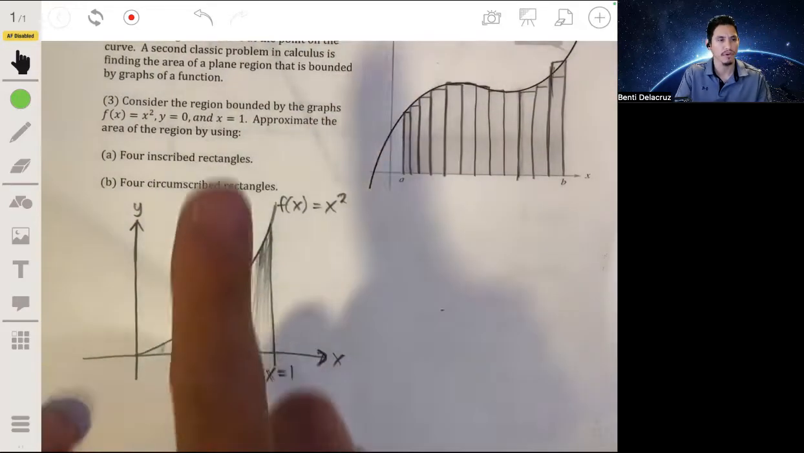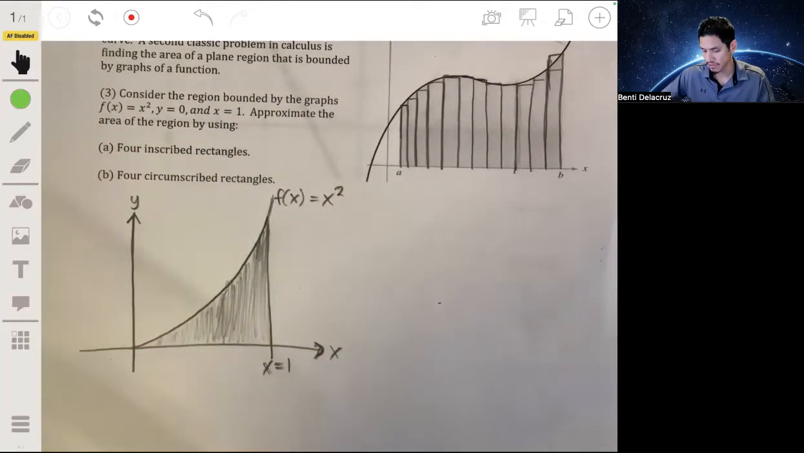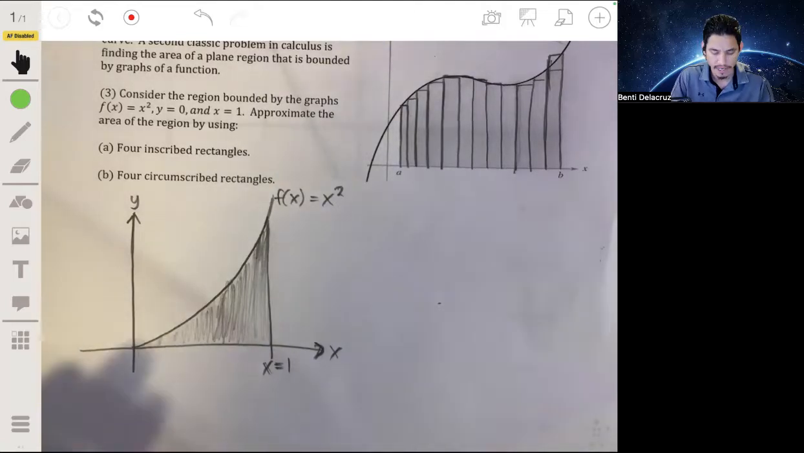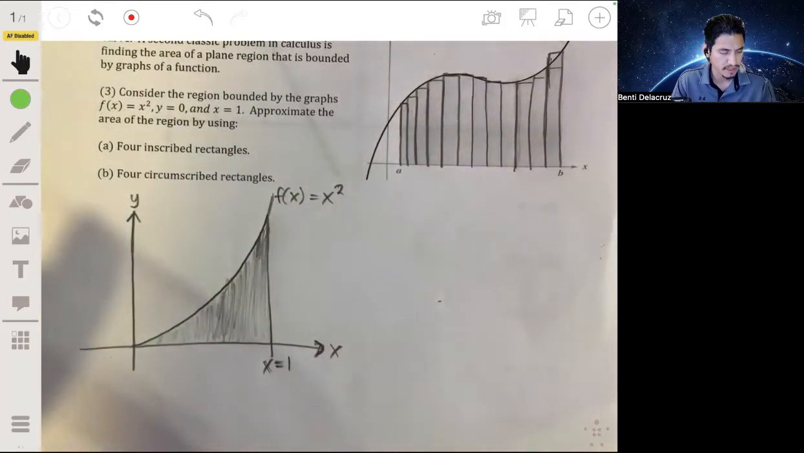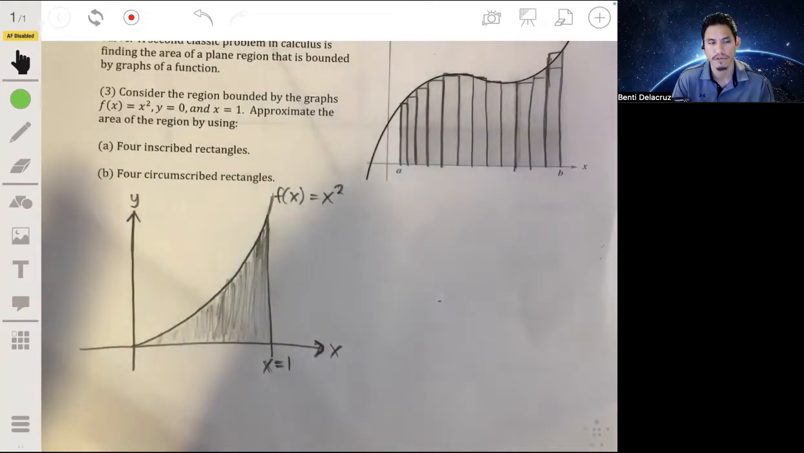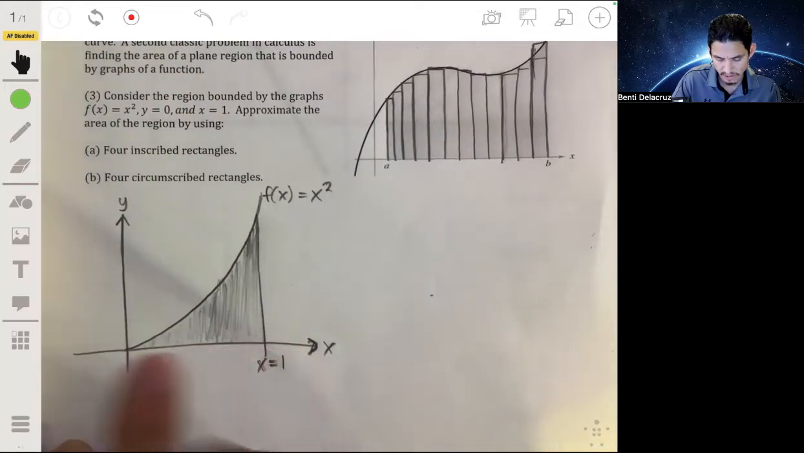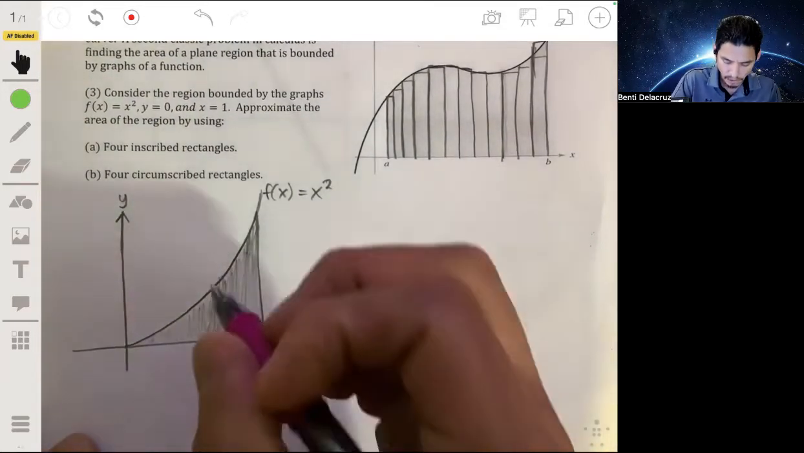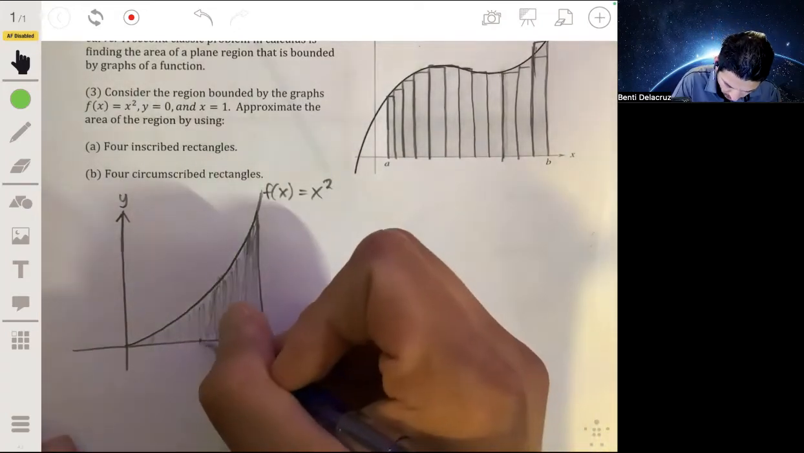So what we're going to do in this problem is first calculate it by using 4 inscribed rectangles. What that means is the rectangles are going to be completely within this curve. So we're going to first divide it into equal intervals so that each rectangle has the same width. And since it's going from 0 to 1, and since it's 4 rectangles, each rectangle will be 0.25 wide. Let me break it down here, what it would look like with the interval.